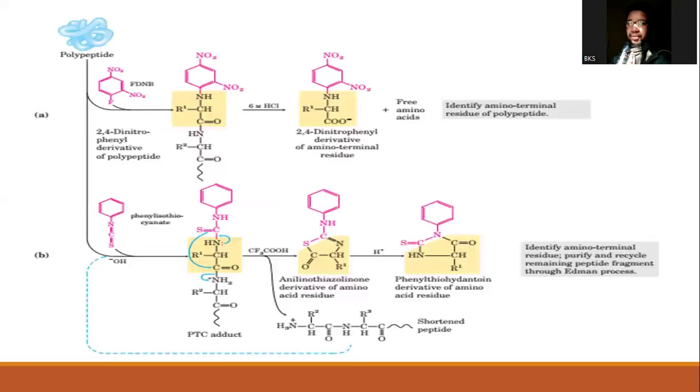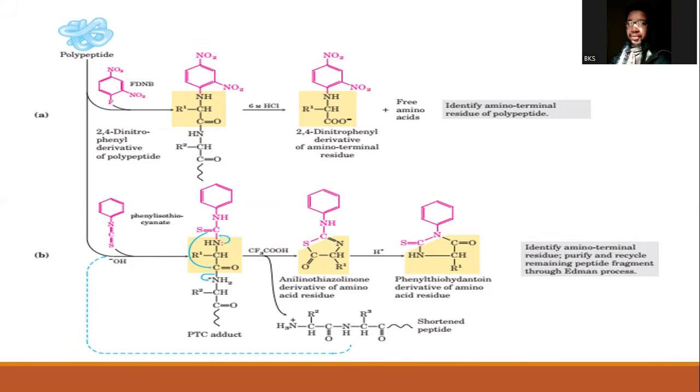But the question is, what is the limitation of standard Edman degradation? With Edman degradation, you can only determine the sequence for a short fragment of a peptide. You cannot determine a long polypeptide sequence.